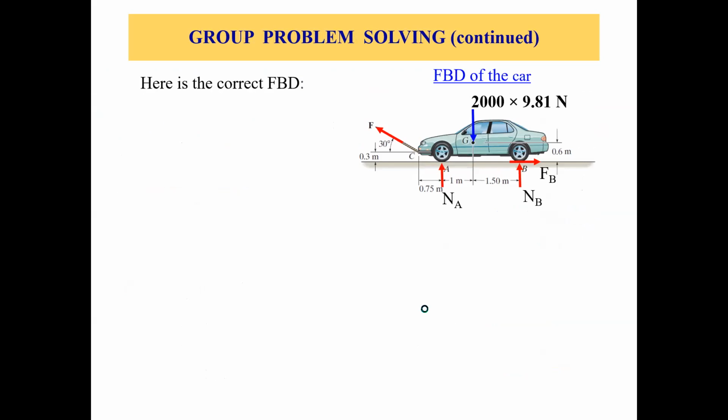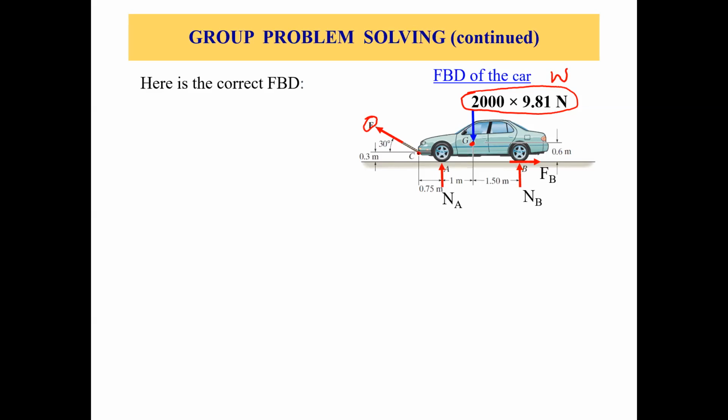Now, first of all, let's make a free body diagram. On the right side, you can see the free body diagram. What are the forces acting on this car? First of all, we have the weight of this car acting downwards at the center of gravity. So the mass of 2000 kilogram times 9.81 gives the weight of this car. This is W. Then this is the external force being applied at 30 degrees to the horizontal, at this point C.